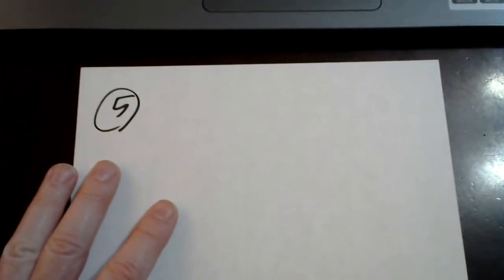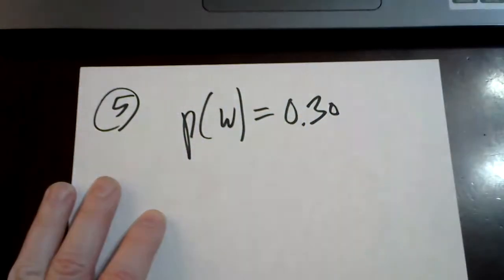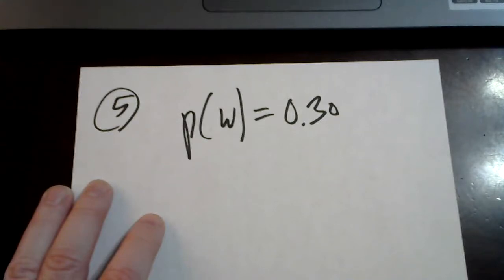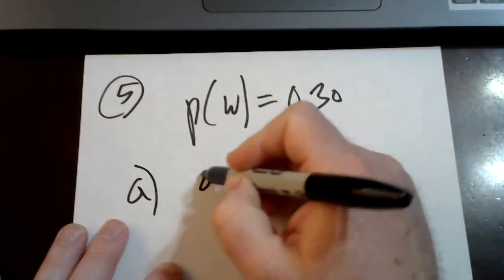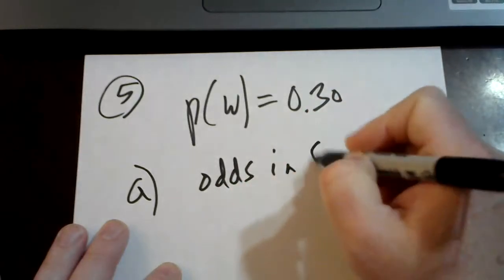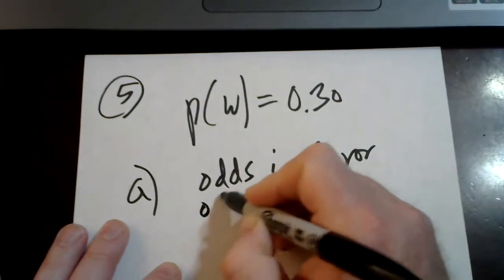And the last problem on the list, suppose the probability the Yankees will win the World Series is 0.3. So the probability they win is 0.3. What are the odds in favor of them winning? Part A. So again, we're converting from probability to odds.